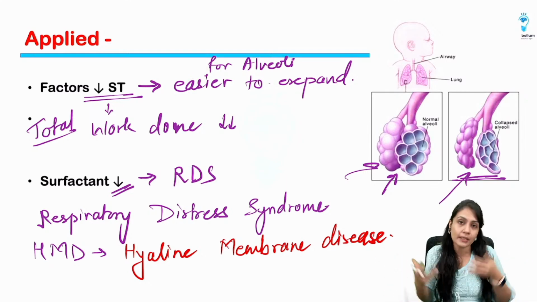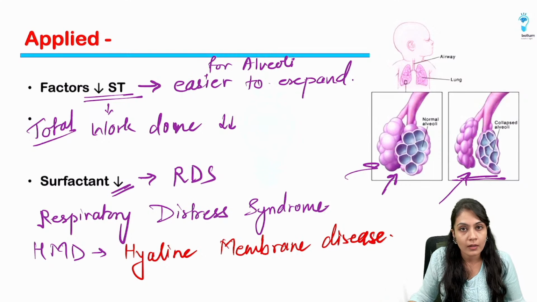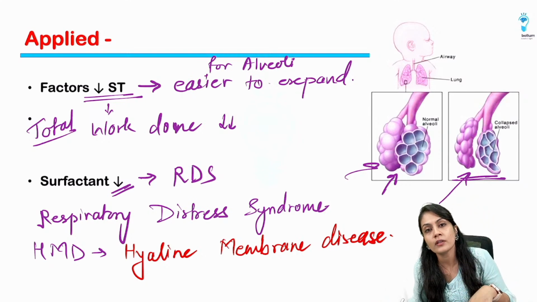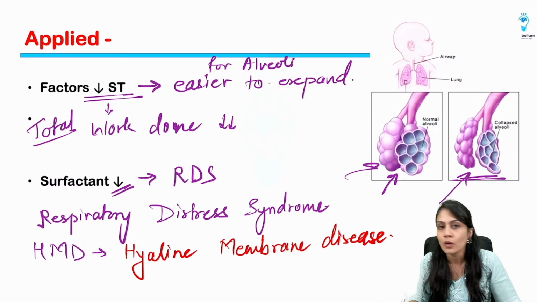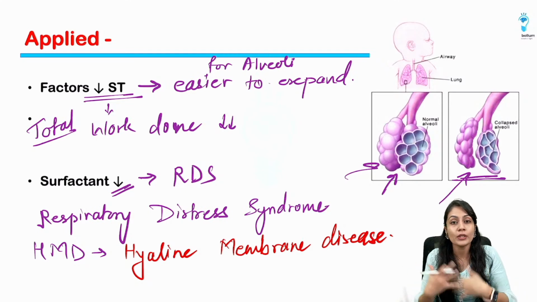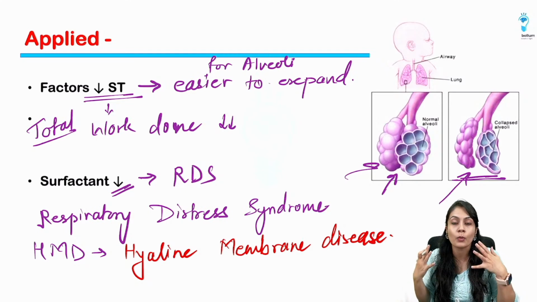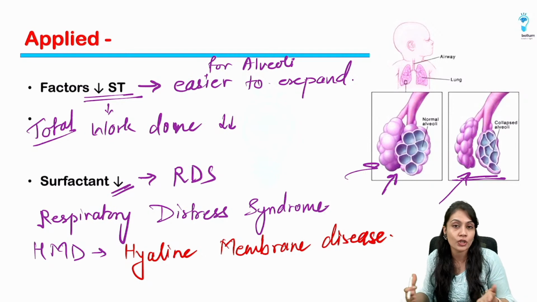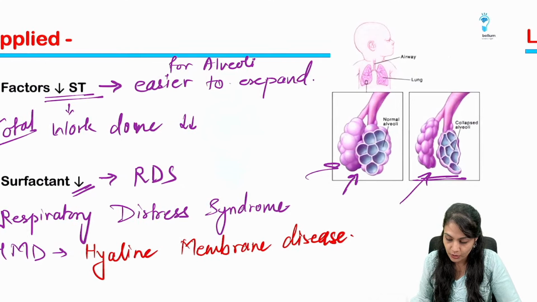Why? Because the baby suddenly cannot produce the surfactant, right? Beforehand, because of the mother's blood, he was getting the oxygen, but now he has to breathe on his own. There is no sufficient duration in which he can produce more surfactant, right? So this is going to be an acute condition.